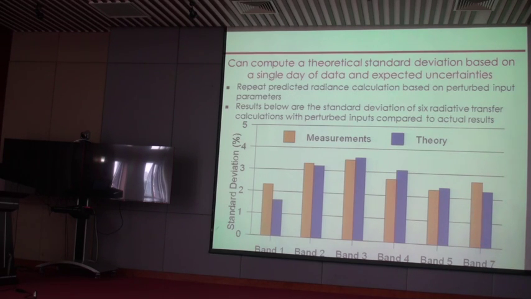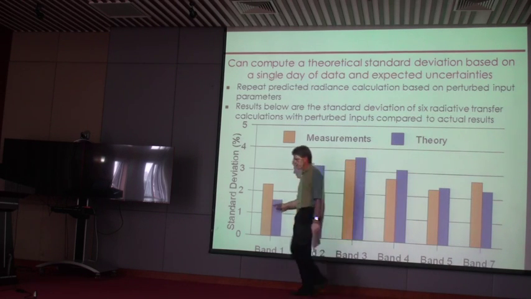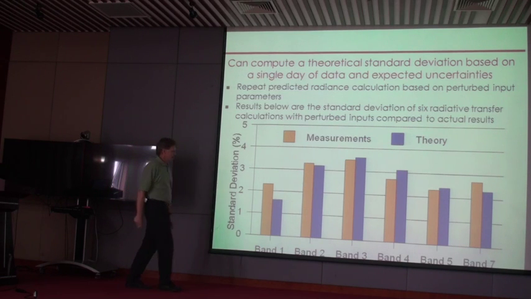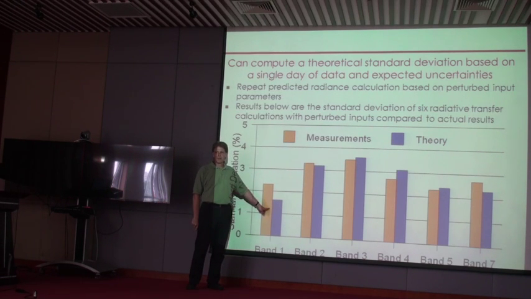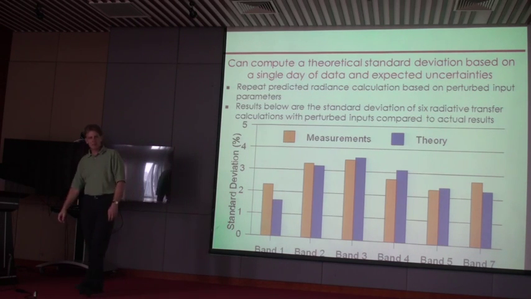So we had our input for the given day, and then we said, go ahead and randomly sample all of the inputs according to what we think our uncertainties are, run the radiative transfer code again, and let's do the average at the top of the atmosphere and compute the standard deviation. And that's the standard deviation of the radiative transfer results. They are only statistically different in one band, band 1. Band 1 is the shortest wavelength.